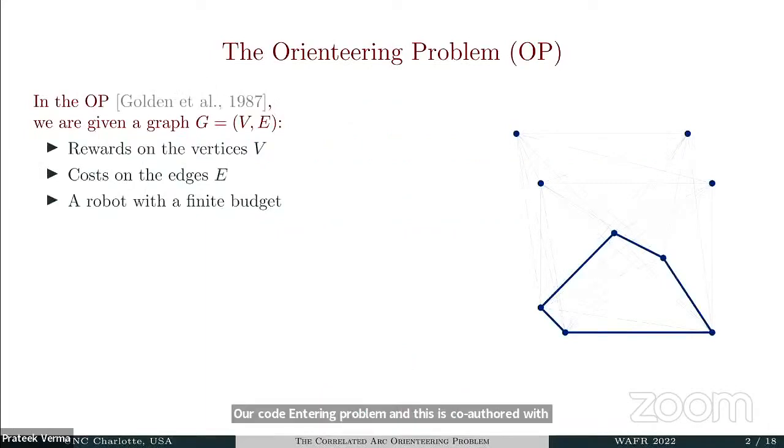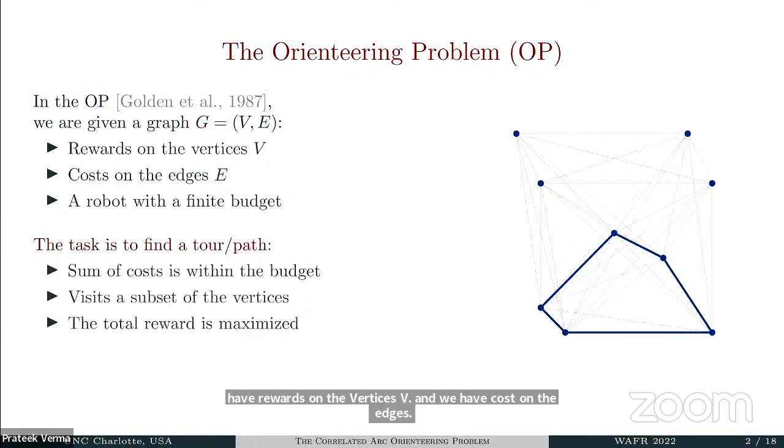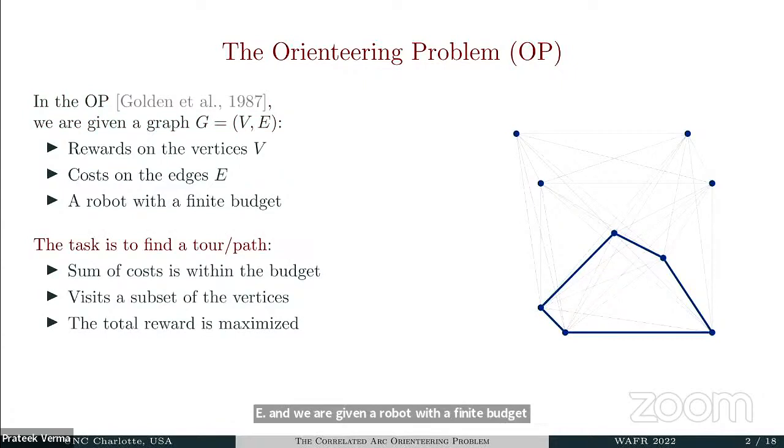So let's first look at the orienteering problem. In an orienteering problem, we are given a graph G with a vertex set V and an edge set E. We have rewards on the vertices V, and we have costs on the edges E. And we are given a robot with a finite budget. The task is to find a tour or a path such that the sum of the cost for the tour is within the budget, and we need to visit a subset of the vertices such that the total reward collected is maximized.